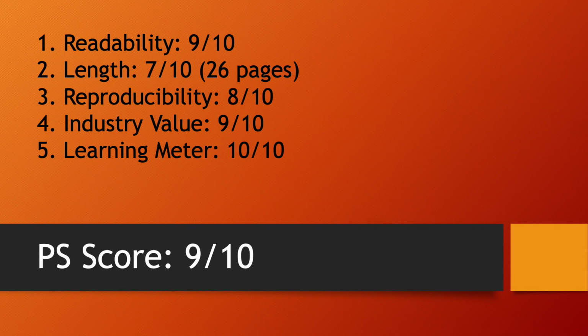Now let's give this paper a PS score. It's an easy and engaging read, so on readability it gets 9 out of 10. It's 26 pages long, so on length it gets 7 out of 10. It'll be challenging to reproduce, so it gets 8 out of 10. The industry value is high, so it gets 9 out of 10. There are a lot of interesting observations and findings in this paper, so it gets 10 out of 10 on Learning Meter. So the overall PS score is 9 out of 10.